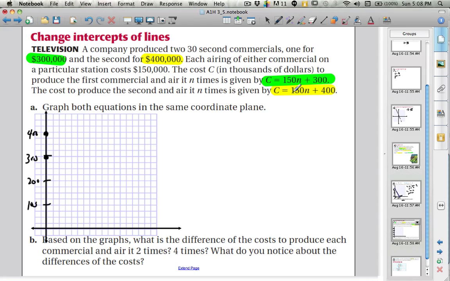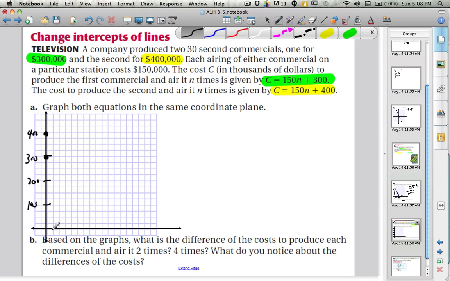Okay, and then we're going to have this slope that's going to cover the total cost once we add in airing the commercials. So if we do this maybe 10, 20, well, that's probably not going to get me to 150 very well, is it? My slope is 150. So that's going to be a little difficult. So maybe going by tens isn't going to work very well.